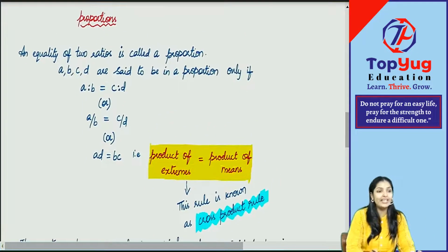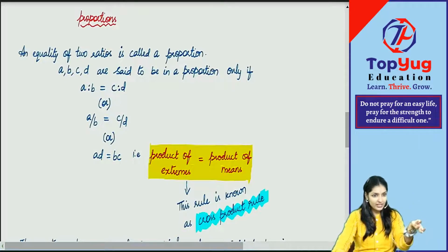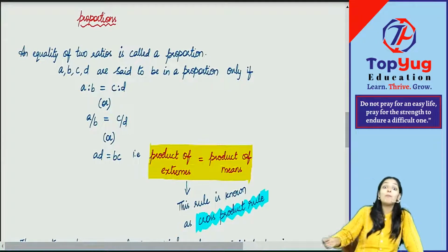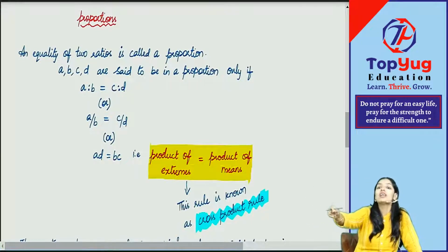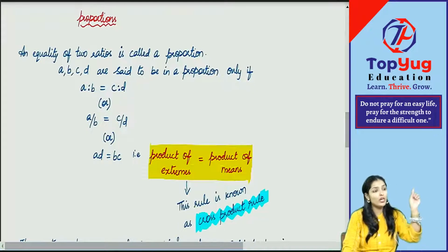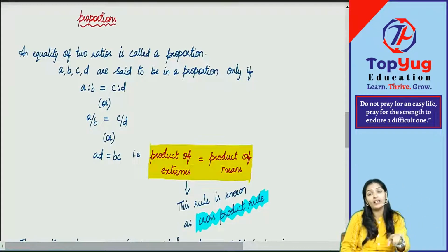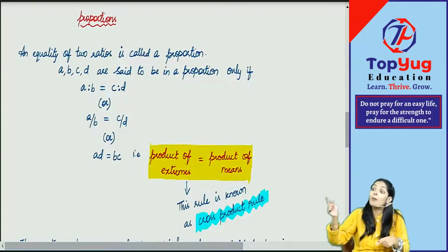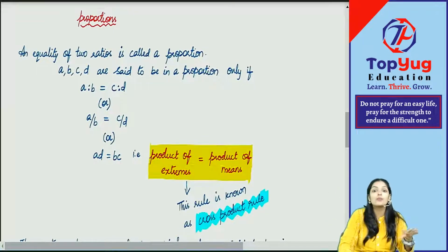So guys, have a look. The next topic of your unit 2 is proportion. So ratios we have studied. What is ratio? Can anyone just answer me? Comparison of quantities of the same kind is ratio. Now comparison of ratios is known as proportion. When you are comparing similar kinds of quantities, you call it ratios. But when you compare ratios, you call it proportion.